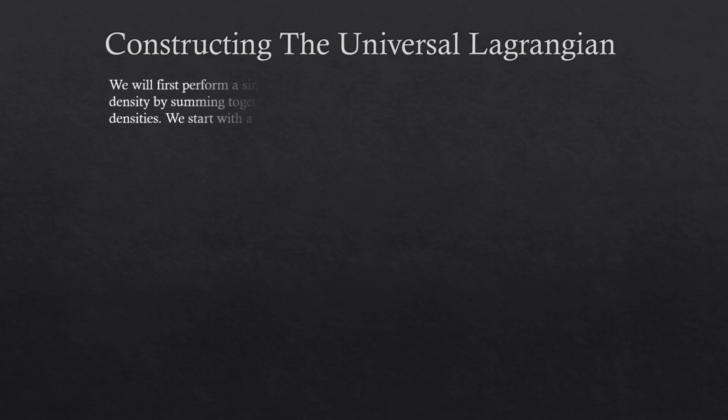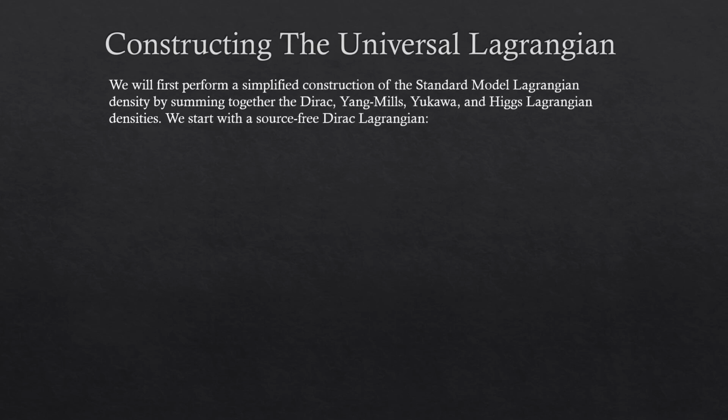So we'll start with this idea of constructing the universal Lagrangian, the unified Lagrangian density that gives us all known physics. But we're going to start with just trying to build the standard model Lagrangian, as it's so called. So we'll perform a simplified construction of this Lagrangian density by summing together the Dirac, Yang-Mills, Yukawa, and the Higgs Lagrangian densities. So this will start out with a Dirac Lagrangian that's source free.